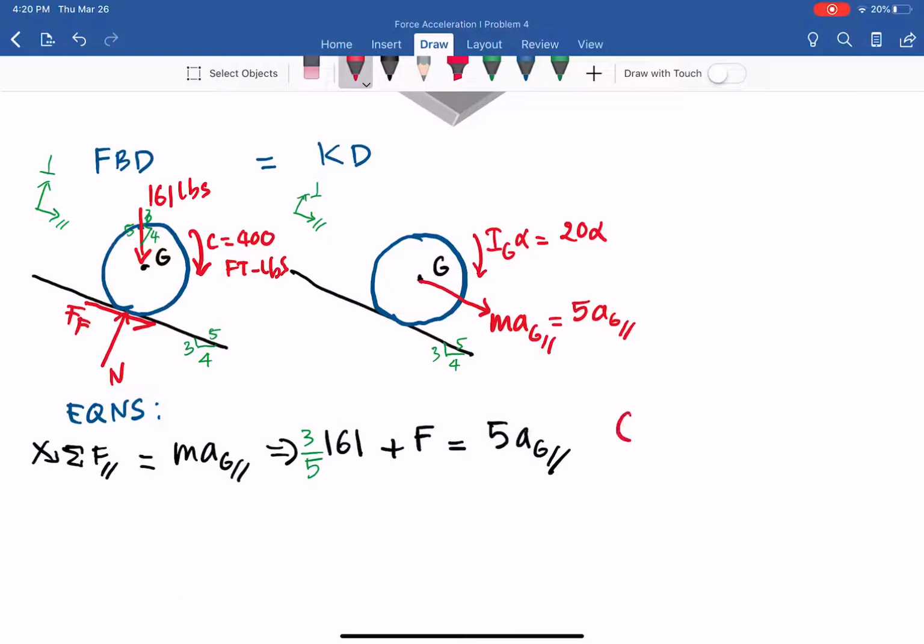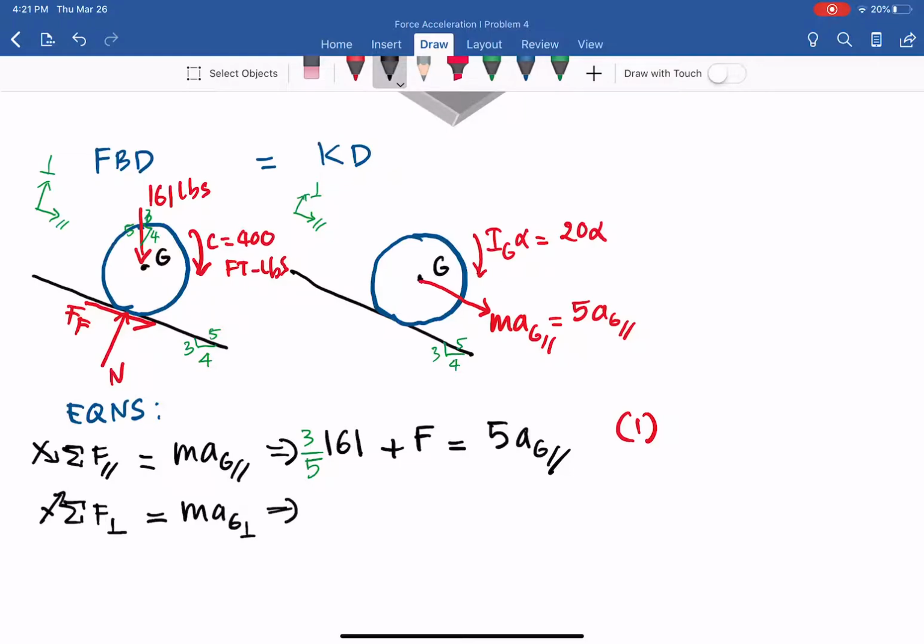And we call that equation 1. And then we can have the sum of all the forces in the perpendicular direction, the perpendicular axis, assuming that is positive, equal to m aG perpendicular.